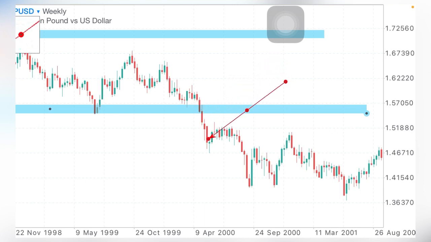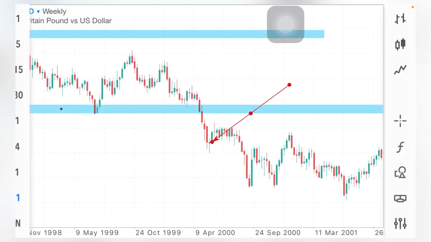Now as this support is broken, this support is now my resistance in the future market. All right, now if I should draw another support, let me take my horizontal.